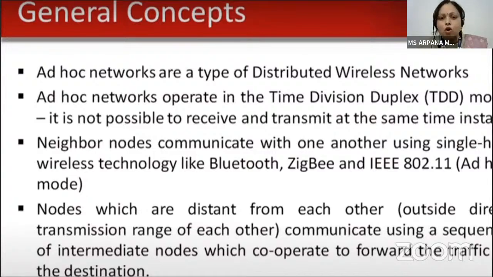Ad hoc networks operate in time division duplexing mode. It is not possible to receive and transmit at the same time instant. In time division duplexing, one device can communicate with another in half duplexing mode. Half duplexing mode means that at one time one can either listen or transmit.